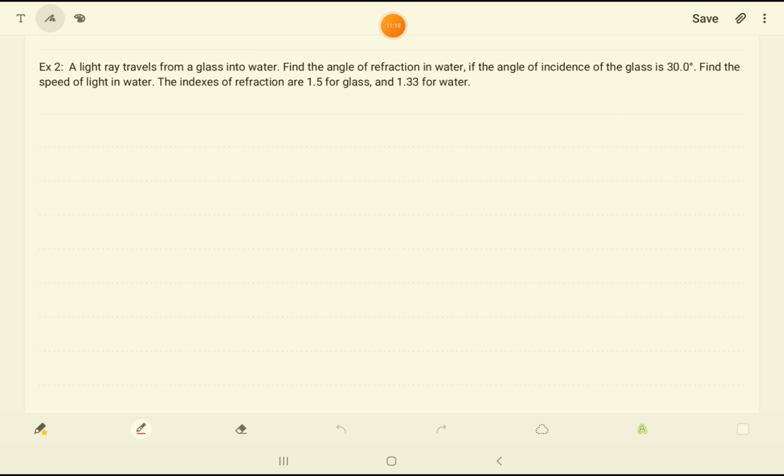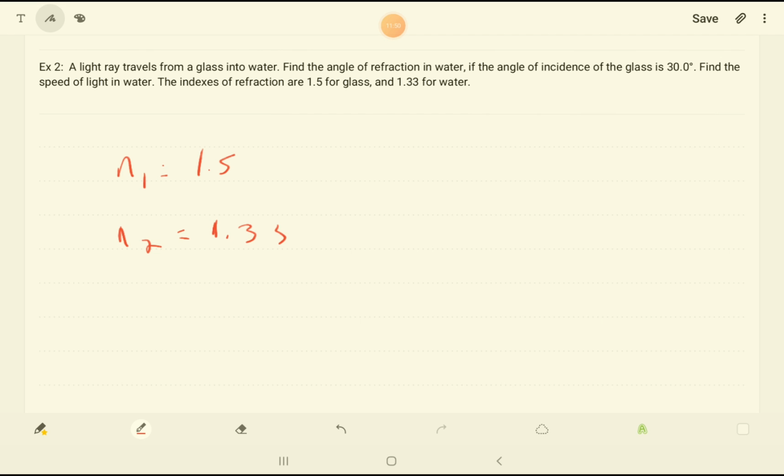Alright, our second example reads, a light ray travels from glass into water. Find the angle of refraction in water if the angle of incidence in the glass is 30 degrees. Find the speed of light in water. The indexes of refraction are 1.5 for glass and 1.33 for water. So what we're going to do here is say that the index for the glass is going to be N1, and that'll be 1.5. And then, of course, for the water, we're going to label that as N2, and that's 1.33.